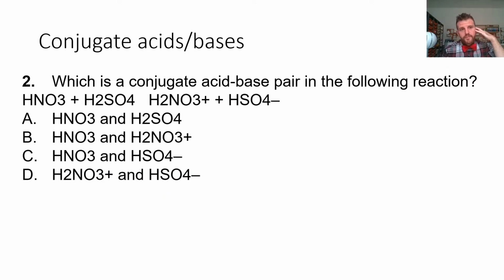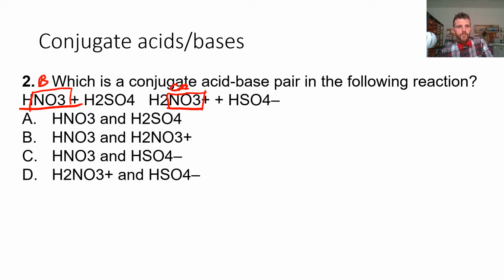Conjugate acids and bases. All right, so which is a conjugate acid-base pair in the following reaction? So I've got HNO3, and I'm going to use this NO3 because we are going to be moving protons left and right. So I'm going to use NO3 to track the molecule. So I know that these guys go together. It gained an H, so that's a base, which makes this a conjugate acid.